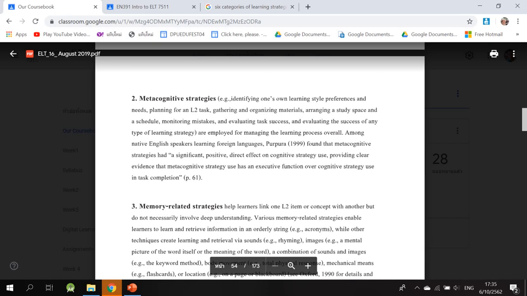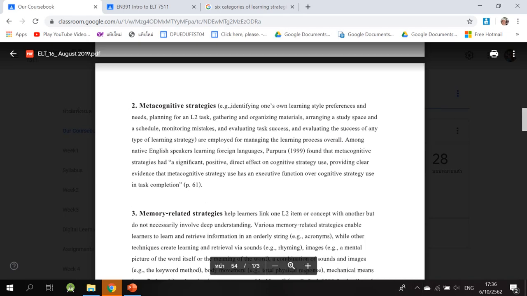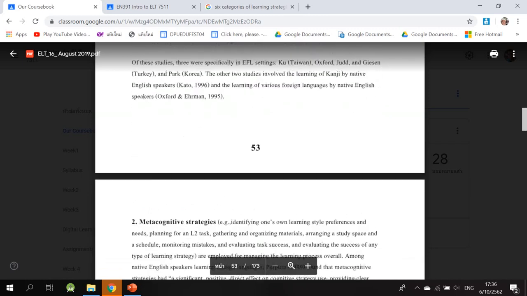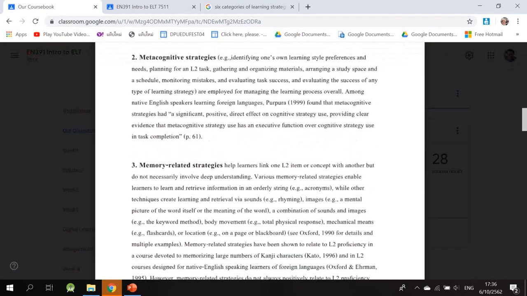Basically, you are thinking about your own learning, your plan, and you monitor your own learning. If you are doing this, you are using what they call metacognitive strategies. That's the second. The first, cognitive, like note taking, learning grammar. Metacognitive, thinking about your own learning. You can think of it as when you plan your study.